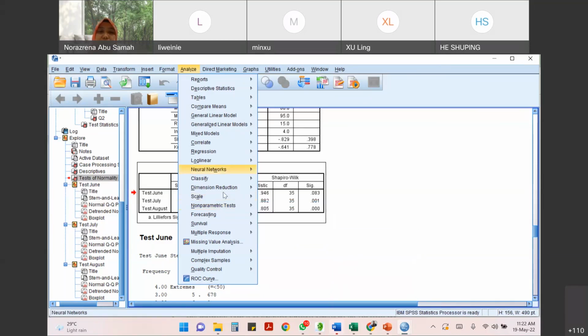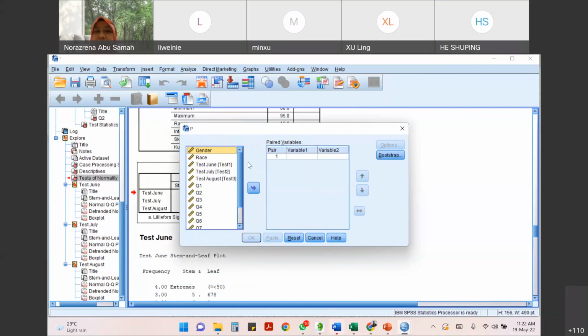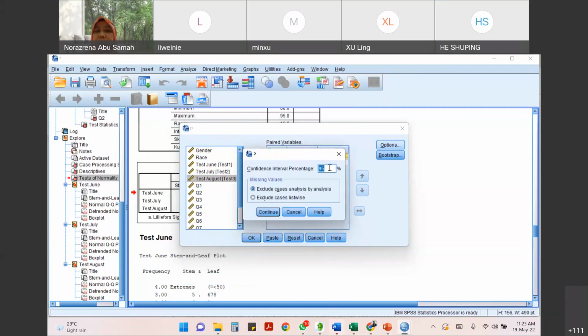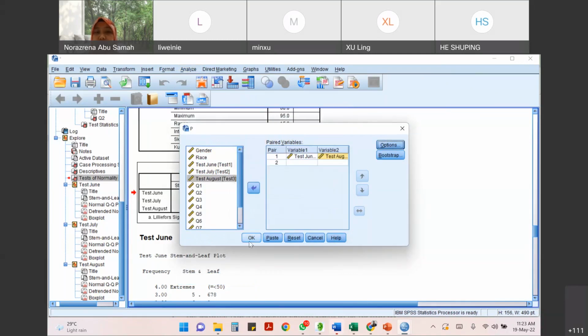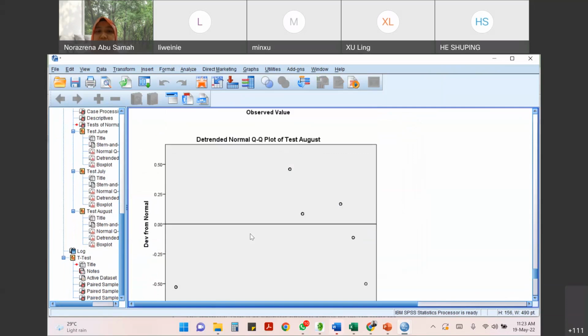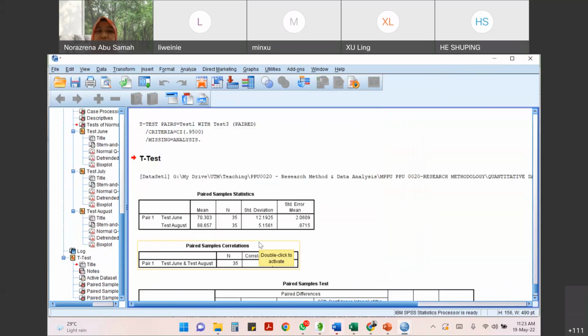Okay. Let me show you some of that. For compare means, normally we use the paired-samples t-test, which is here. You can put it here to compare. So test June, you want to compare first and last, let's say. This is pre-test, this is post-test, first and last. Then options, 95%, it is 0.05 alpha level. Continue, that's all. Easy, right? That's all. Then you will get here.